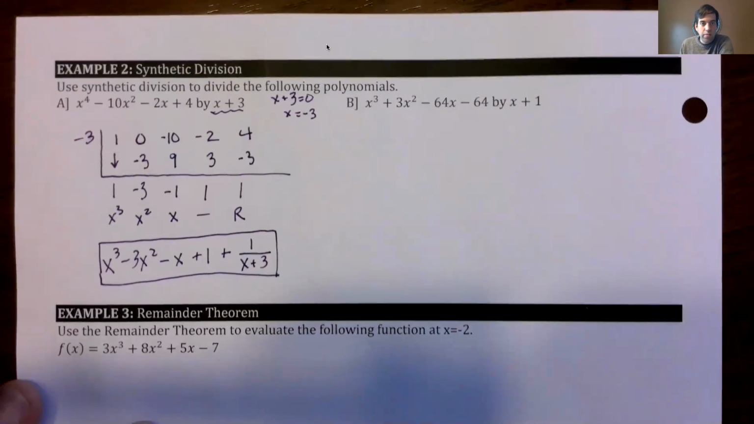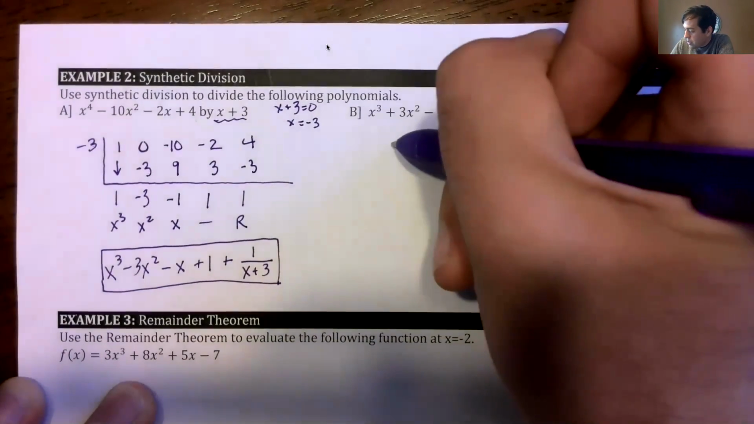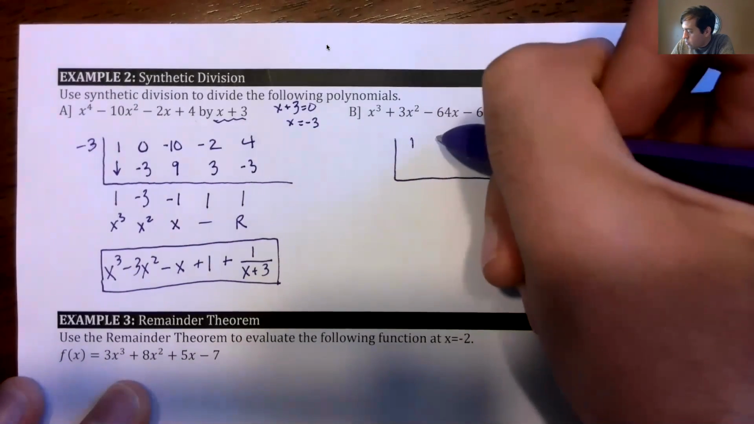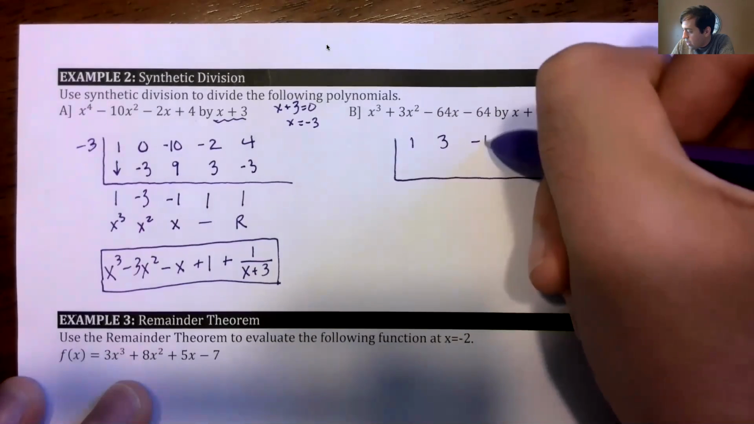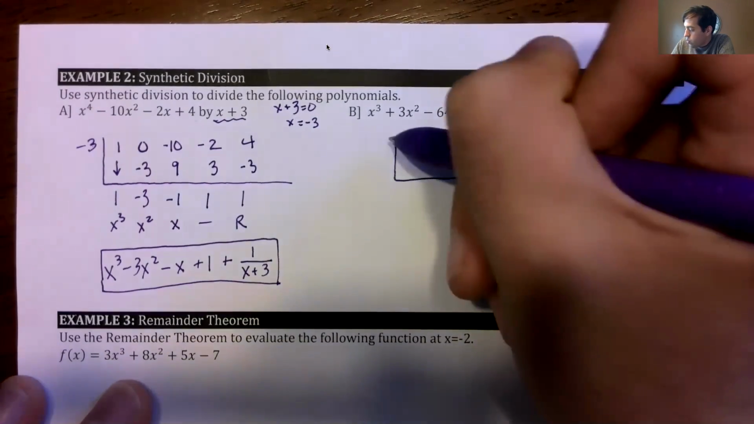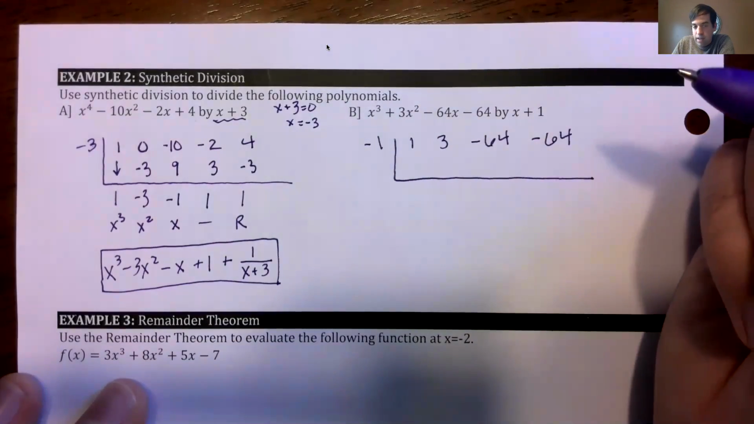Okay, let's look at letter B. We're going to do the same thing. So I'm going to set up my L. On the top row, I have 1x cubed, 3x squared, negative 64x, and negative 64. X plus 1 means I put a negative 1 on the outside.